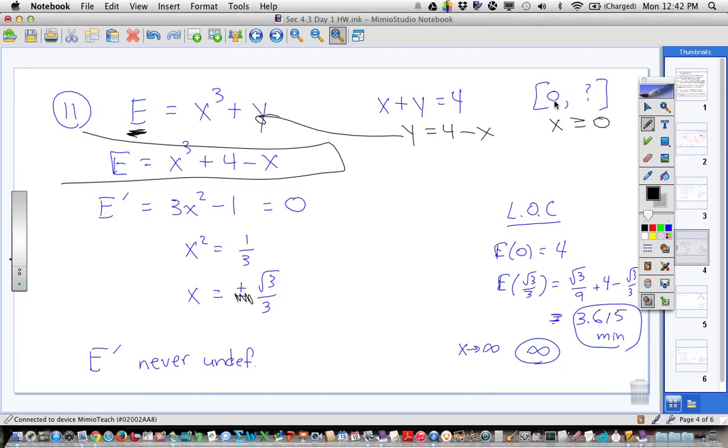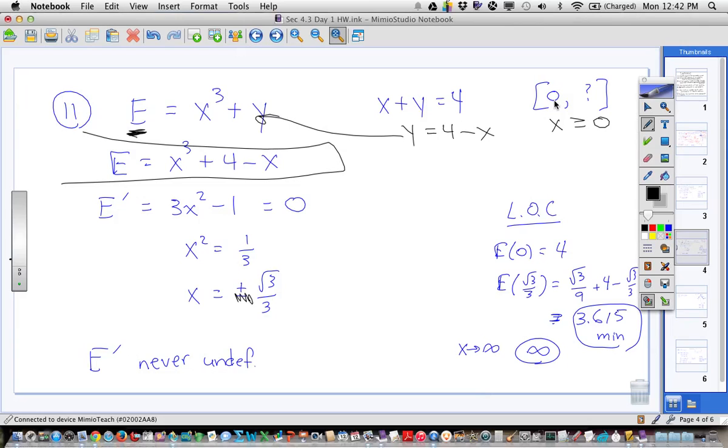So I get root 3 over 3. We look at E prime, it's a simple parabola so it's never undefined, so we write that down here. So I do my candidates, I put in 0, put in root 3 over 3, and then I say, what happens if x goes to infinity? Well, you can see it's x cubed, so it's just going to get bigger and bigger. So that truly is my minimum right there.